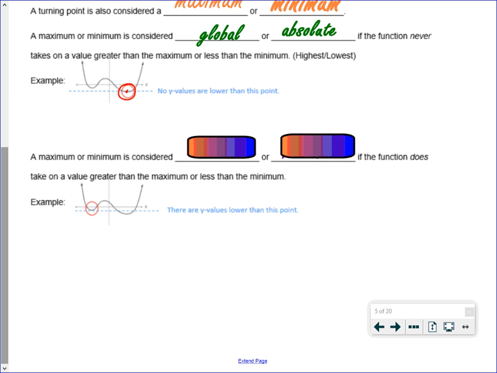Going on, a maximum or minimum is considered local or relative if the function does take on a value greater than the maximum or less than the minimum. In this case, we have this turning point circled over here. What I like to do is look at each turning point and think, okay, is this a minimum or a maximum? We can see this is decreasing and increasing, so that point is going to be a minimum. So I know it's either going to be a local minimum or a global minimum.